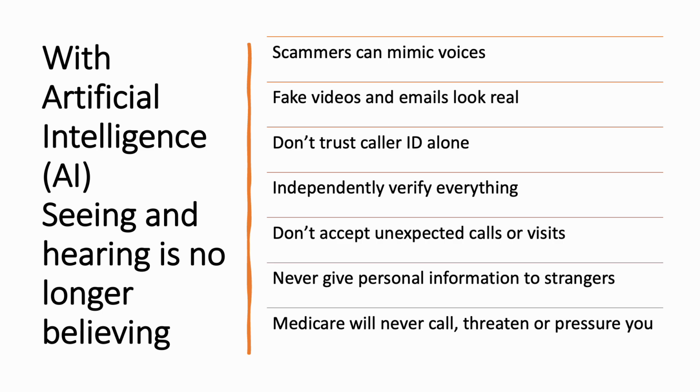If somebody says they're calling from the doctor's office, just say, you know what, I think I'm going to hang up and I'm going to call my doctor's office directly. Don't accept unexpected calls. If somebody says they're calling from Medicare, know that Medicare doesn't call you. Social Security and Medicare mostly communicate by mail. Don't give out your personal information to strangers.